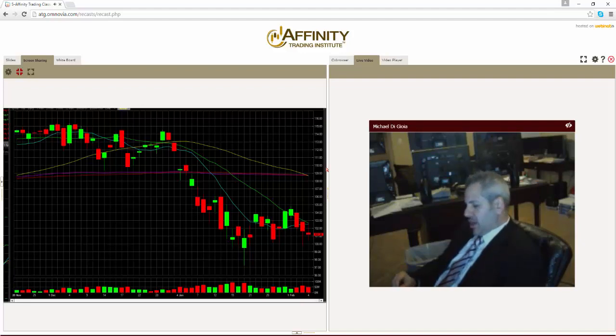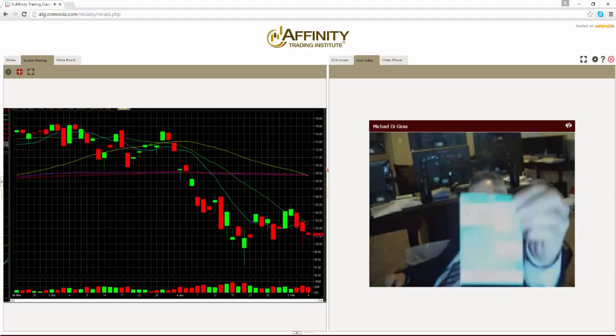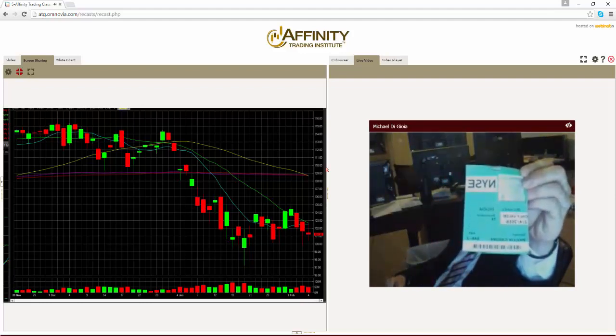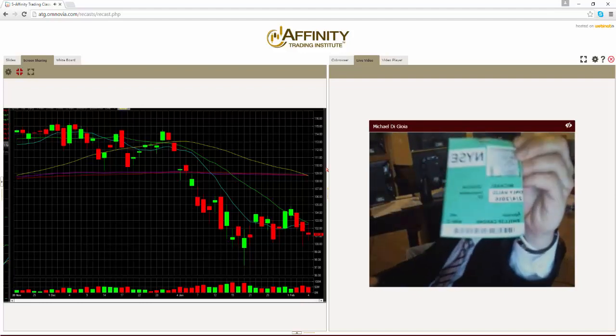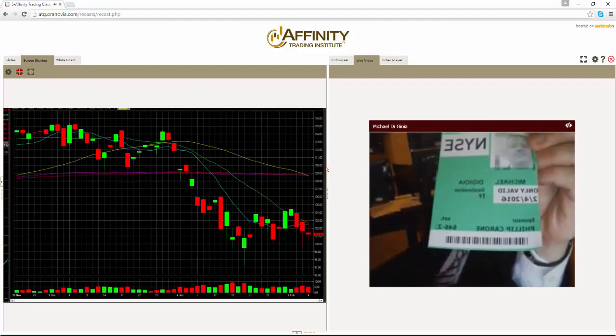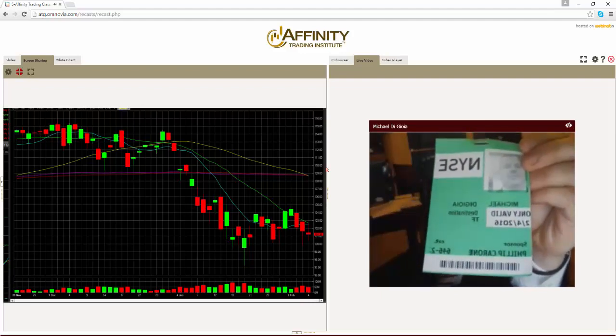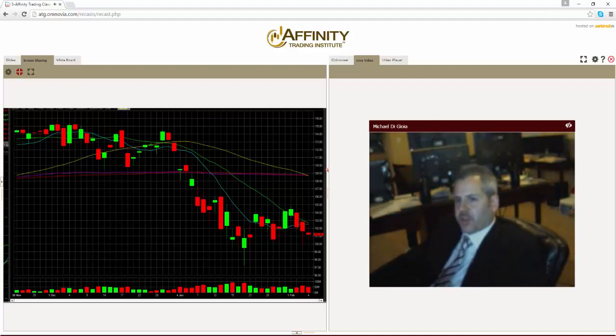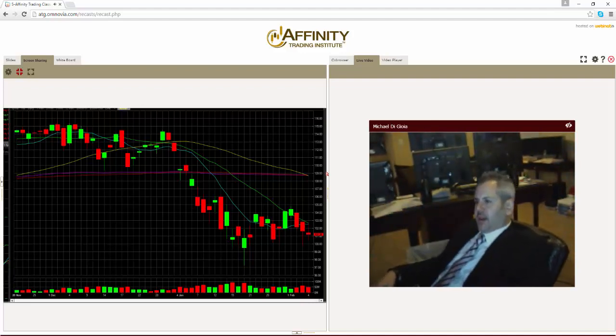And I just want to say, I was down on the floor of the New York Stock Exchange today. And there is my badge from my visit today. Any of you who decide to join us on this program can certainly come and journey down to the floor of the New York Stock Exchange on one of our future visits.